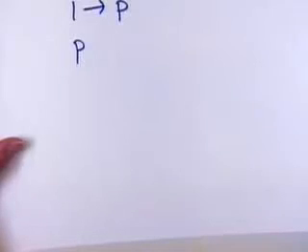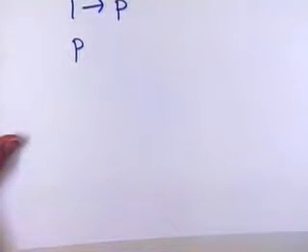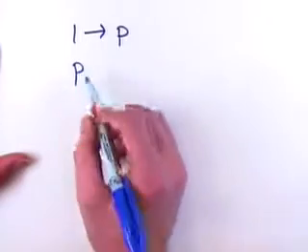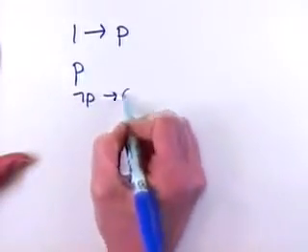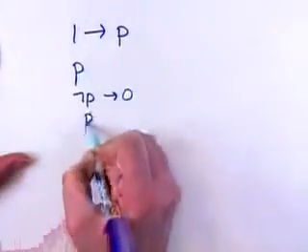So the question was, if I have 1 implies P, can I write P on the next line? There's no rule that says that, even though it's true. You can do it given an axiom list, you just have to do it with more steps. I would have to say not P implies 0, and then write P.